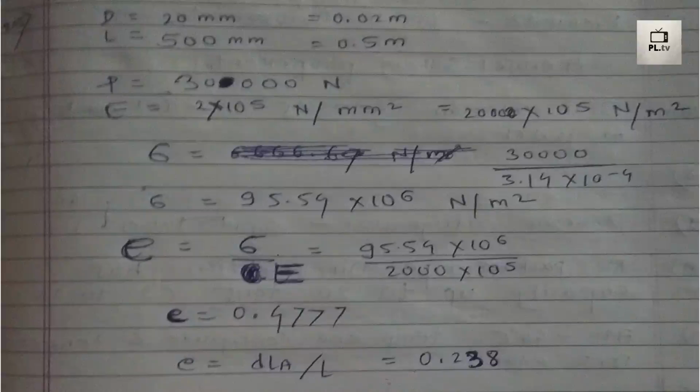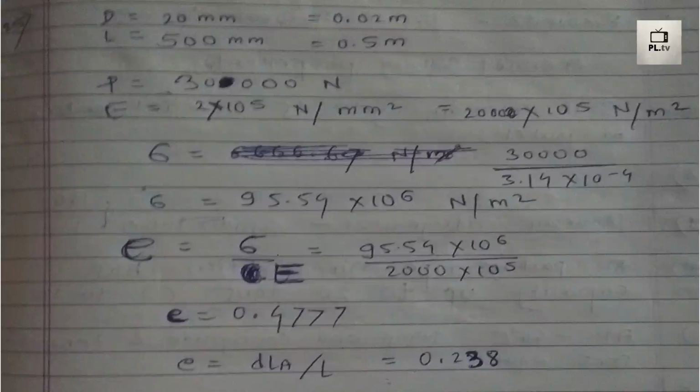After that, find the stress using the formula P by A. Area you can find from pi by 4 d square, and by that you can find the stress. After that, we all know the modulus of elasticity is the ratio of stress to strain. As we found the stress, take stress in the numerator and strain in the denominator, whose value we have to find. So the strain value will be stress upon modulus of elasticity.